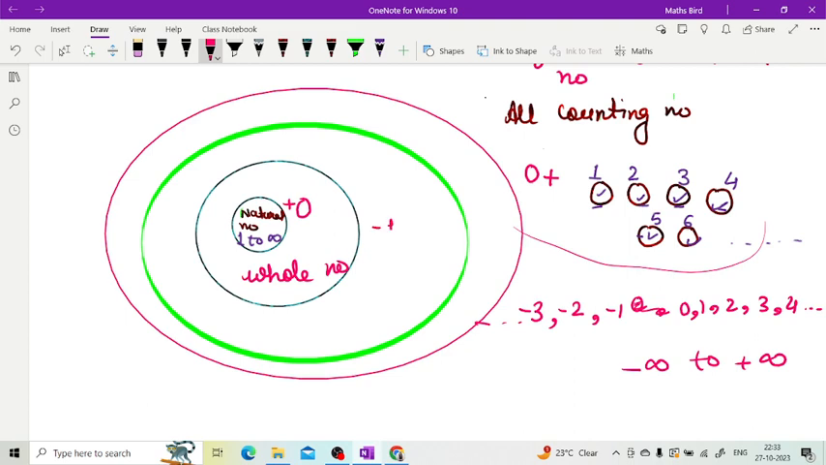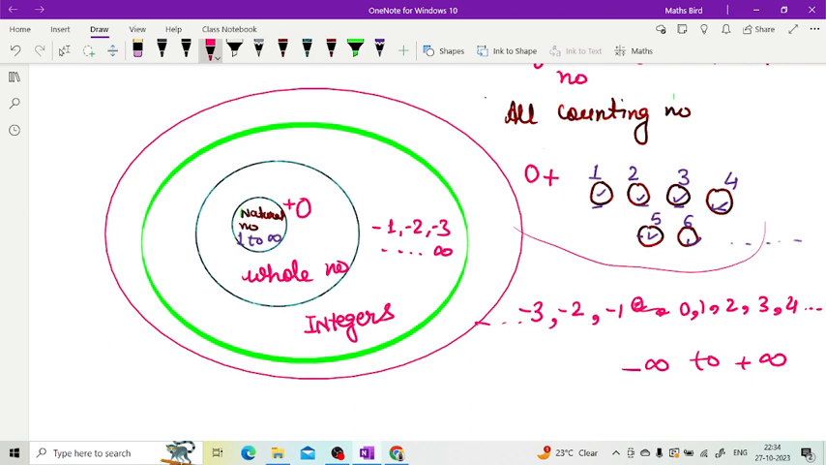So if I write here -1, -2, -3 up to infinity, then all whole numbers, natural numbers and these negative numbers are integers, right? These are integers. Now what is a rational number?